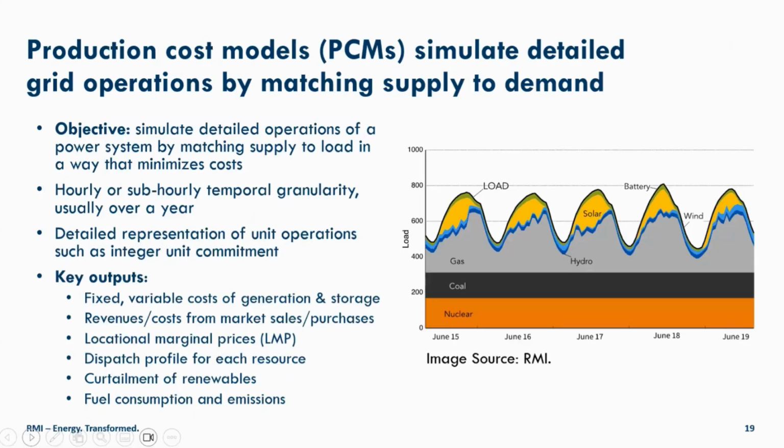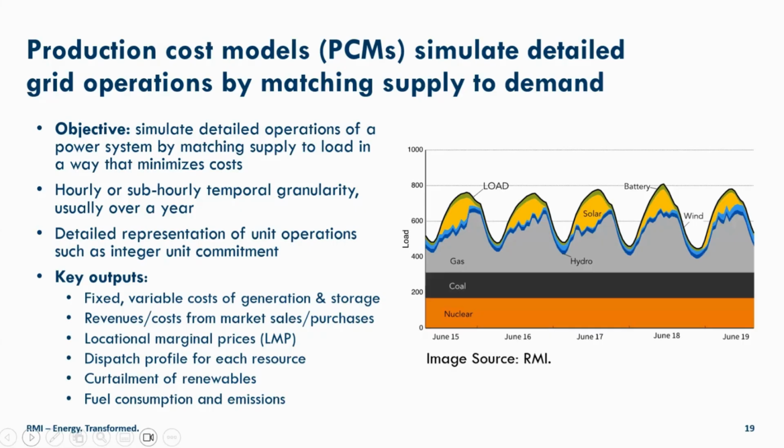Production cost models are going to have this finer level of detail and resolution for time. These models simulate detailed grid operations, matching supply and demand. They are usually running on an hourly or sub-hourly granularity, usually over the course of one year. And they can produce pretty detailed figures of dispatch, like this one over here.